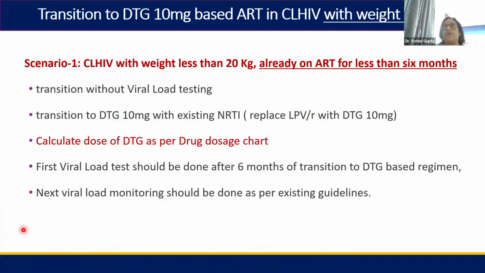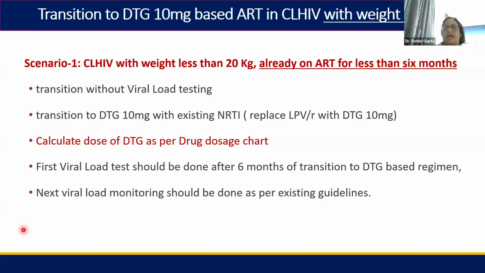So now, the next thing: we've talked about ART initiation in newly diagnosed CLHIV less than 20 kg. What about transition? What about those children who are already on ART and are not on DTG-based ART regimens? We would like to transition them to DTG-based ART regimens.